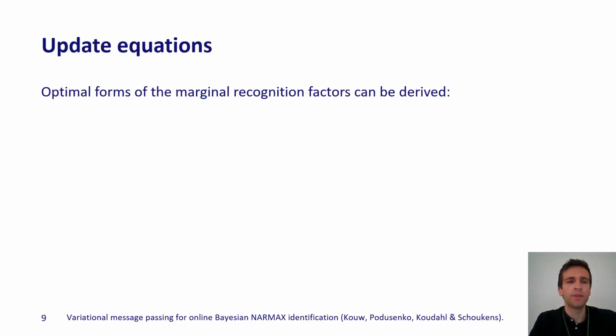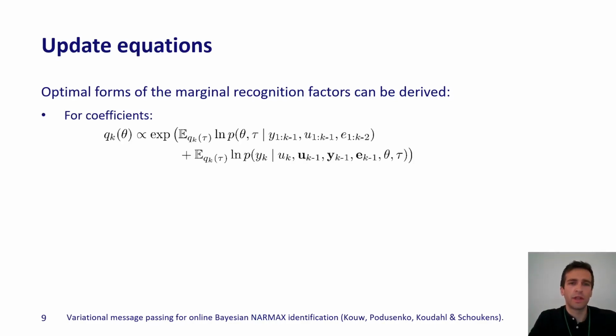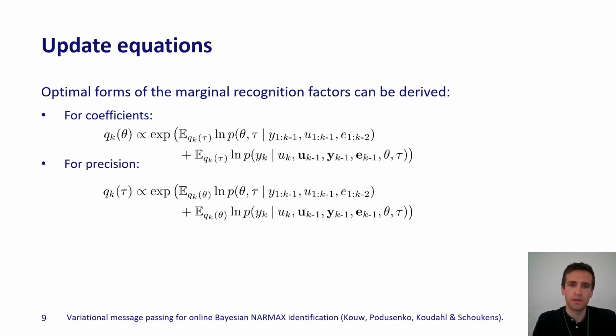Now we get the update equations. We can actually derive optimal forms of the marginal recognition factors. For coefficients, they look like this. It's some exponentiation over a sum of expected values. And for the precision parameter, we see exactly the same structure. But you might notice that they are coupled. So the optimal form of theta depends on tau, and the optimal form of tau depends on theta.